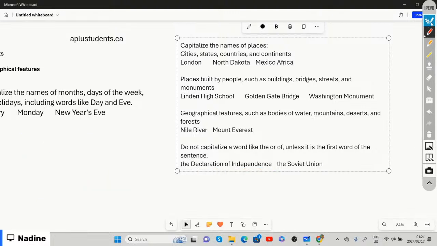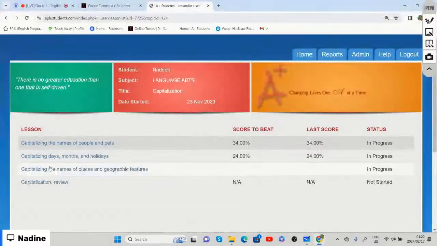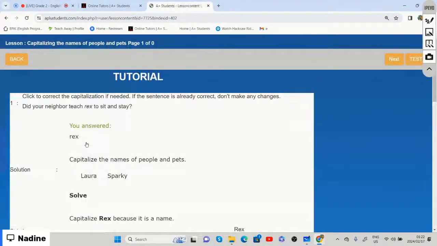All right. So we see that we capitalize names of people, names of places, we capitalize months of the year, days of the week, and we capitalize holidays, right? And then we also made mention that we capitalize places, buildings, bridges, bodies of water, which is like your rivers and seas, mountains, deserts, forests, and we also capitalize monuments, right? All right, and we are doing our tutorial lesson on aplusstudents.ca. So we're going to our first lesson, which is to capitalize the names of people and pets.